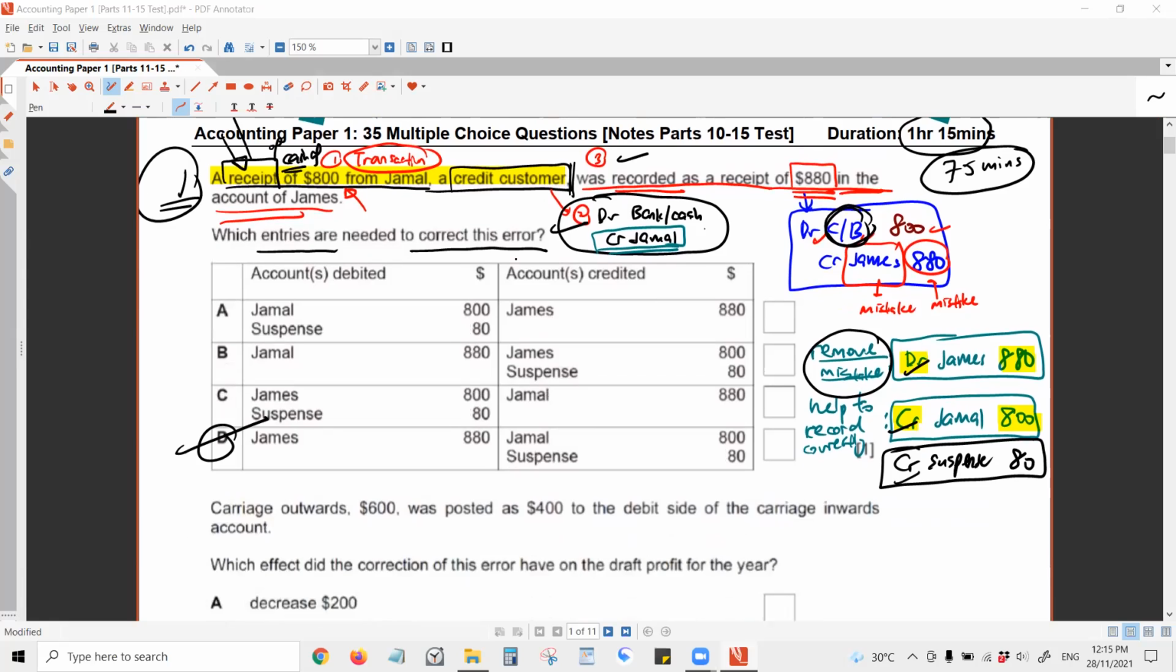Let me explain again why I create suspense with 80. Because the credit entry is lacking 80. That's why I create suspense with 80. I look at the side with the smaller number. It's 800 here, therefore I need another 80, so that both the debit and credit sides have the same number, 880. Kelly can understand because the credit entry is lacking 80. So I need this entry. So the answer is D.